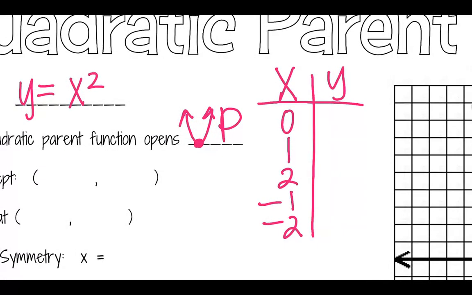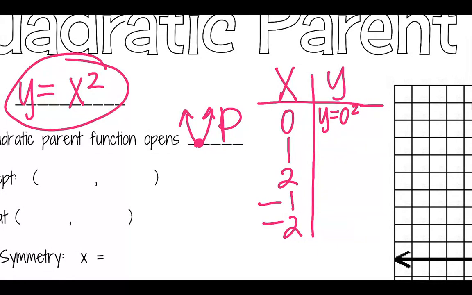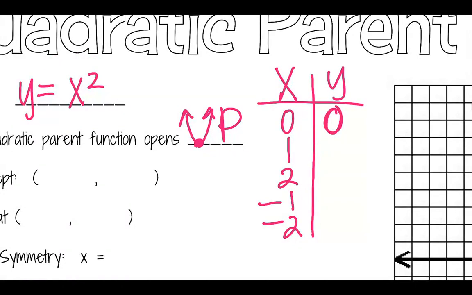Okay, so if I plug in to this equation here, for the first one I've got y equals 0 squared, which is just 0, right? Just 0. Okay, 1 squared is 1. 2 squared is 4. -1, I've got -1 squared, which is -1 times -1, which is also +1. -2 times -2 is also +4.